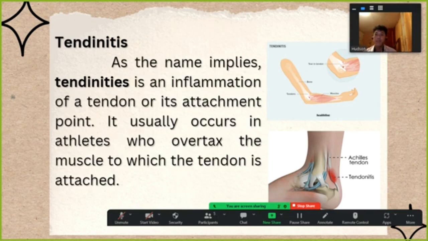Tendinitis. As the name implies, tendinitis is an inflammation of a tendon or its attachment point. It usually occurs in athletes who overtax the muscle to which the tendon is attached.